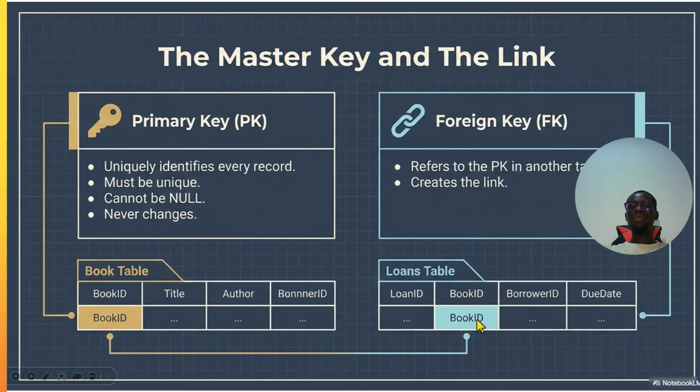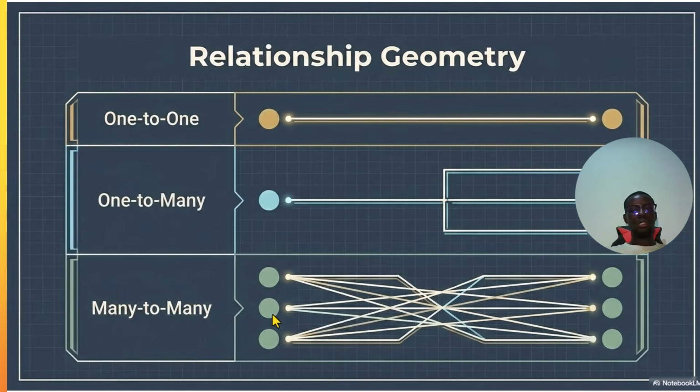So in here, if we enter the book ID, let's say the book ID is 001, if you enter it in the loans table at the book ID column, we are going to get the information that is in the book table. So that is the fascinating thing about relational databases.